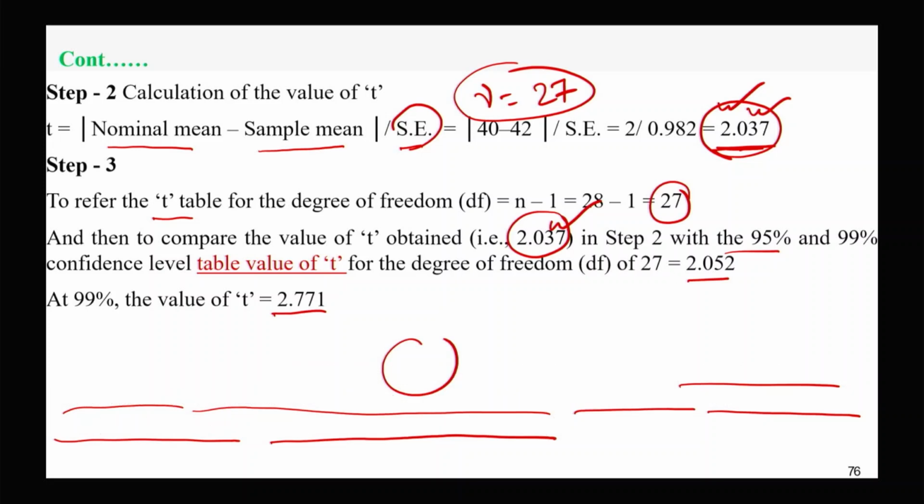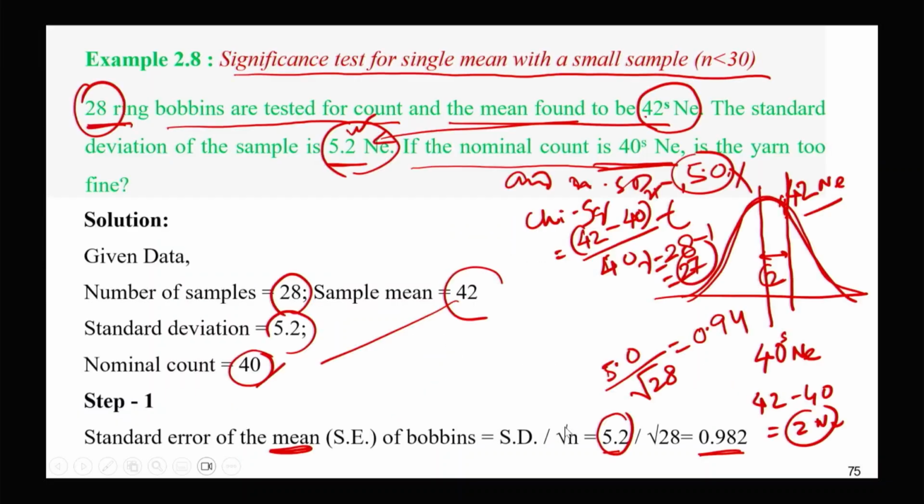So this means that at 42 count, although you are producing a little bit finer, you don't have to readjust your machine count. You can keep it continuing.